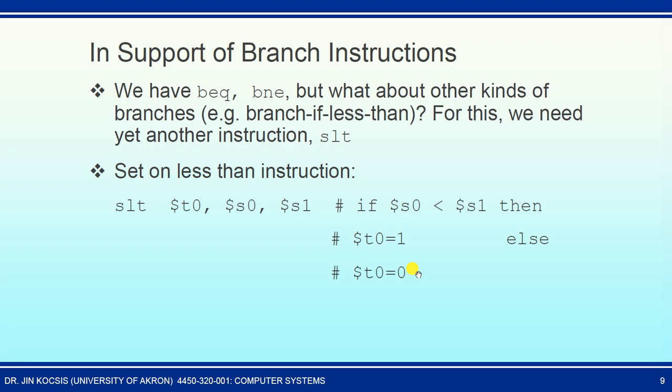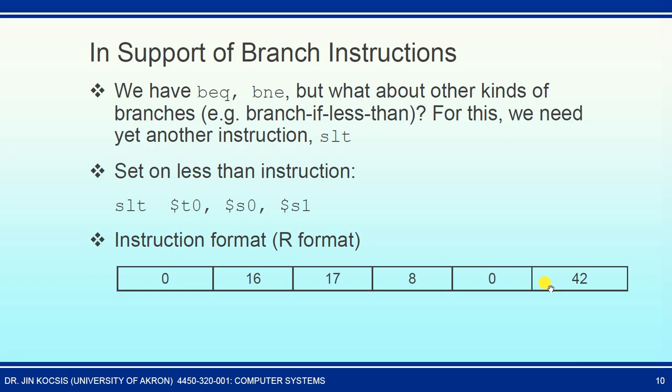What I want to say is that set on less than uses R format. The reason is that R format has a very standard format for its assembly language, right? All the operations which can be represented by R format will have assembly language with this kind of format: the operation notation, destination, followed by two sources, right? That's why set on less than actually uses R format. R format, we know, has 6 segments, right?